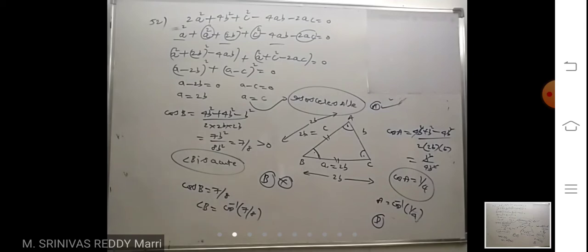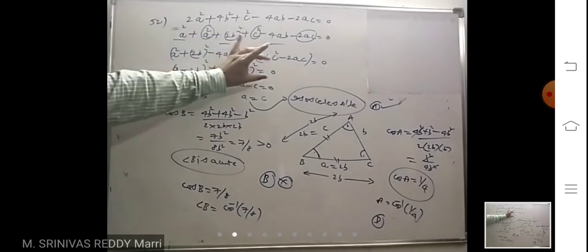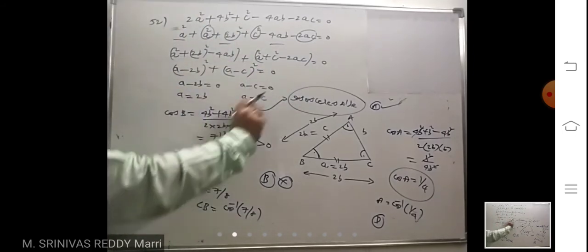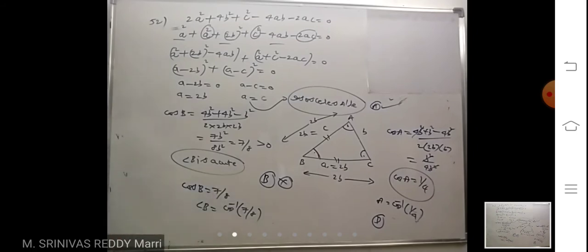Like that, multi answer sum. Whenever this type of relation is given, you write one perfect square plus one perfect square equal to 0. Then both must be 0. You will get the relation between the sides here. Then you can calculate what the angles are. Look at the next problem.